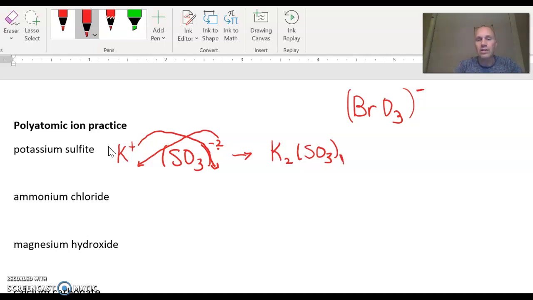All right, or at least for now, let's put a 1 there. So the next thing that we need to do is simplify this, or see if we can simplify it. The first thing that you want to look at is, is there a simpler ratio for the things that we did the crisscross rule for? So 2 to 1. There is no simpler ratio, that's fully simplified. The only thing that we can simplify is that we don't put ones in. So that would become K2SO3. And then the last thing that we do has to do with parentheses.